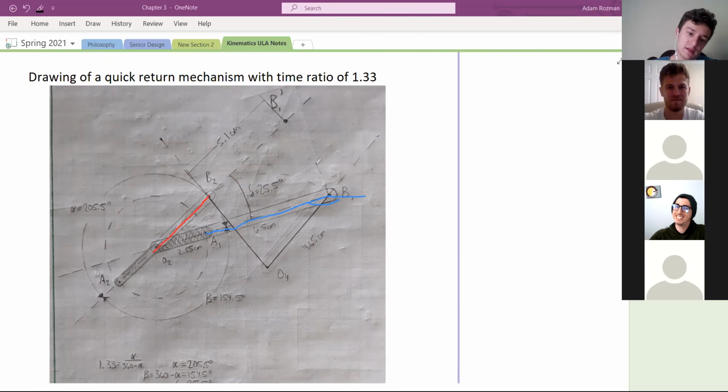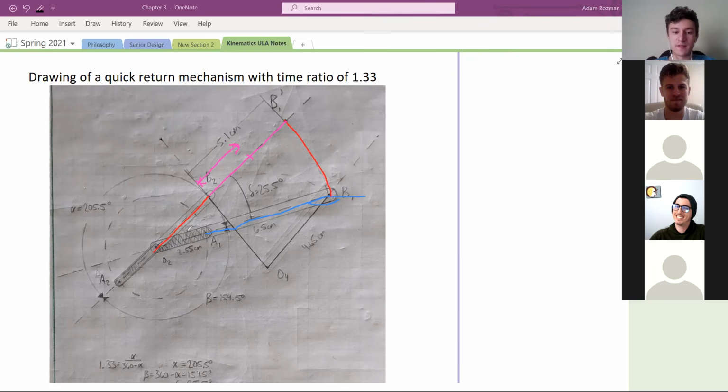It's a little hazy for me. I think you extend B1 to B1 prime. And then I think you find the bisection of B1, B2. And then half of this is going to be the radius of your rocker.